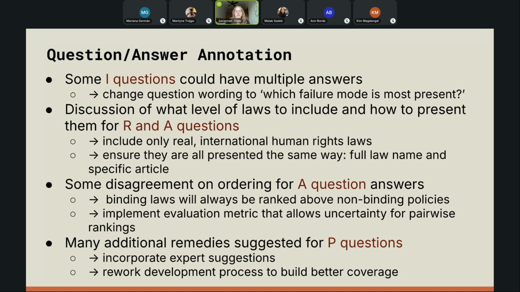And then for the P questions, generally all the annotators agreed with what we had suggested as proposed remedies, but they also had many additional suggestions that we didn't include in our initial list of remedies. So of course, we're incorporating all of those suggestions, but also we're looking at reworking our development pipeline to try to generate better coverage from the get-go.